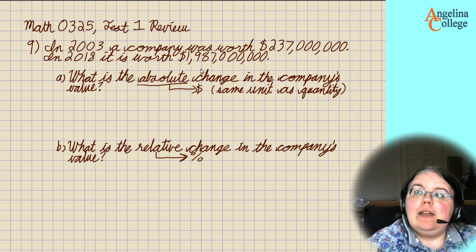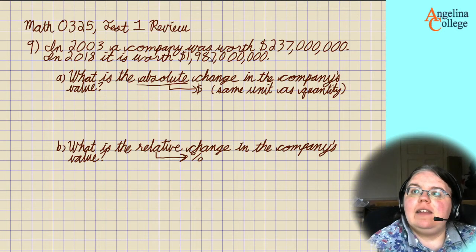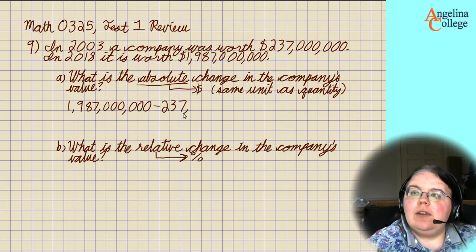So to find the absolute change, first of all, I see that it's an increase, so I expect the absolute change to be positive. If it were decreasing, I would expect it to be negative instead. So then I'm just going to find out how much it changed by using subtraction. So we'll have 1,987,000,000 minus 237 million.